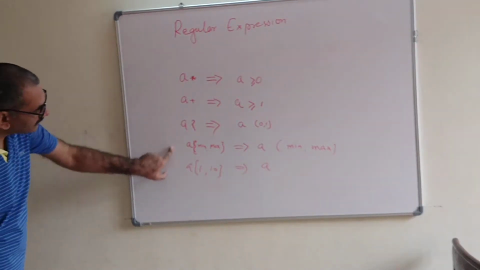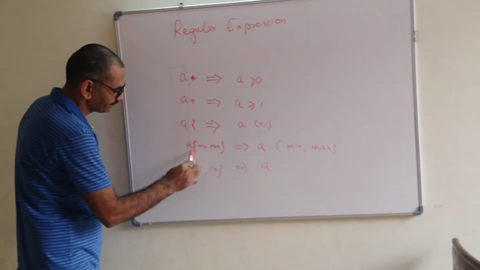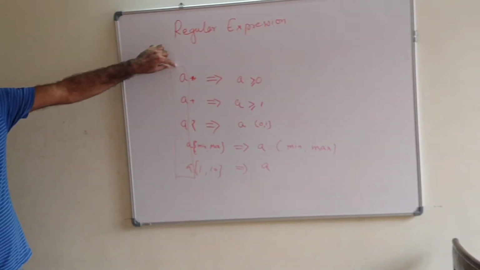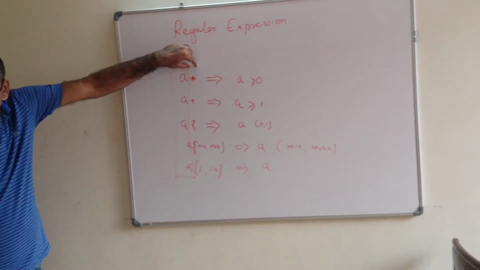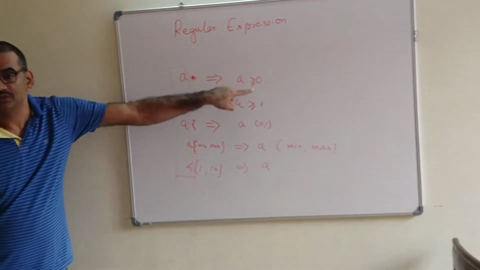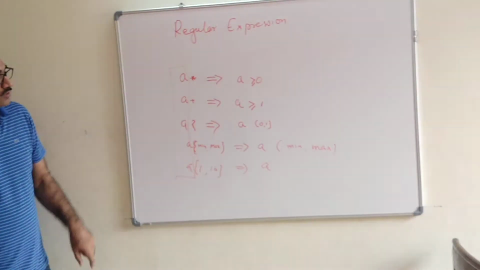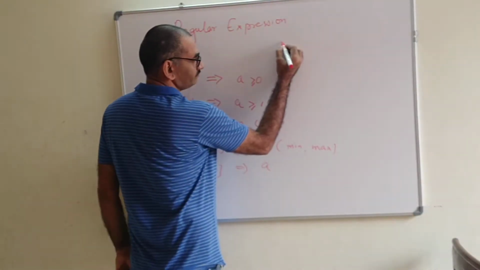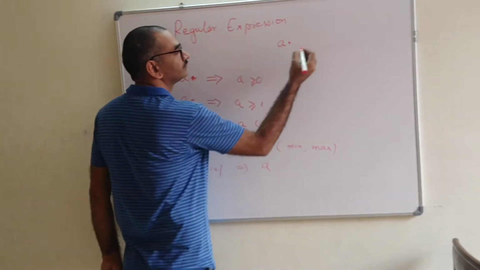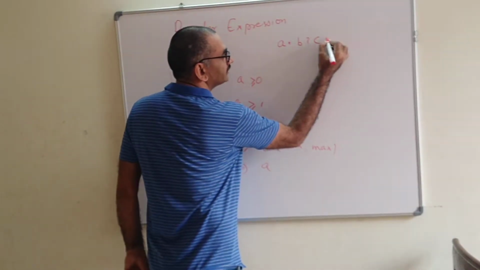So in all these, what you are seeing is there is a letter which you specify, and then a modifier on this letter. A star means A coming 0 or more. A plus means A coming greater than or equal to 1. A question mark means 0 or 1. So for example, if I say A plus B question mark C star.